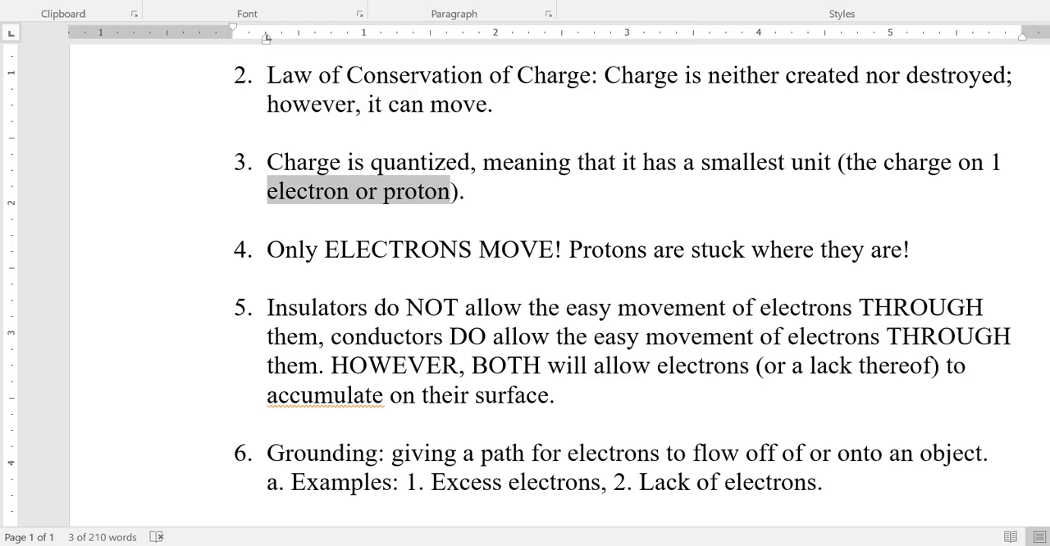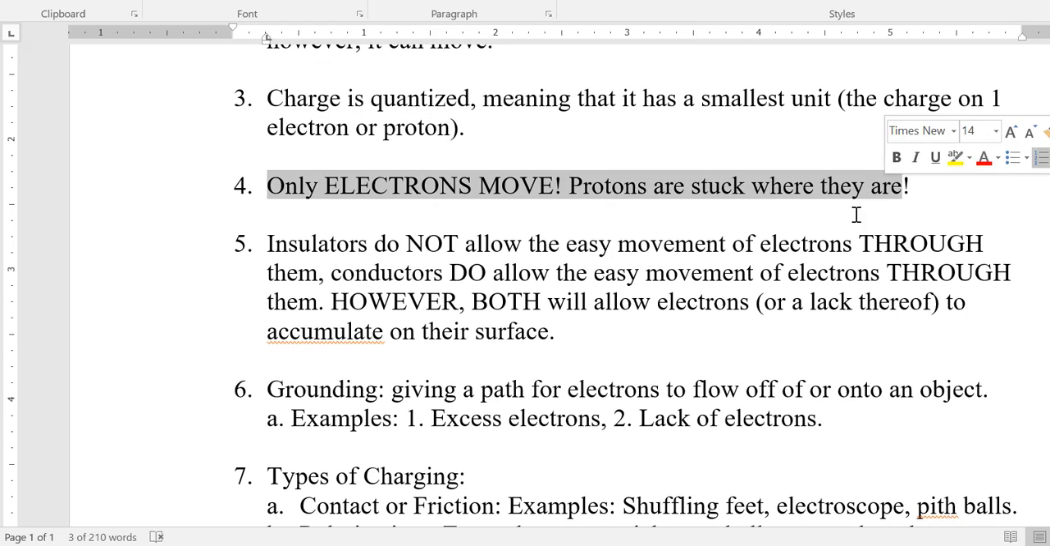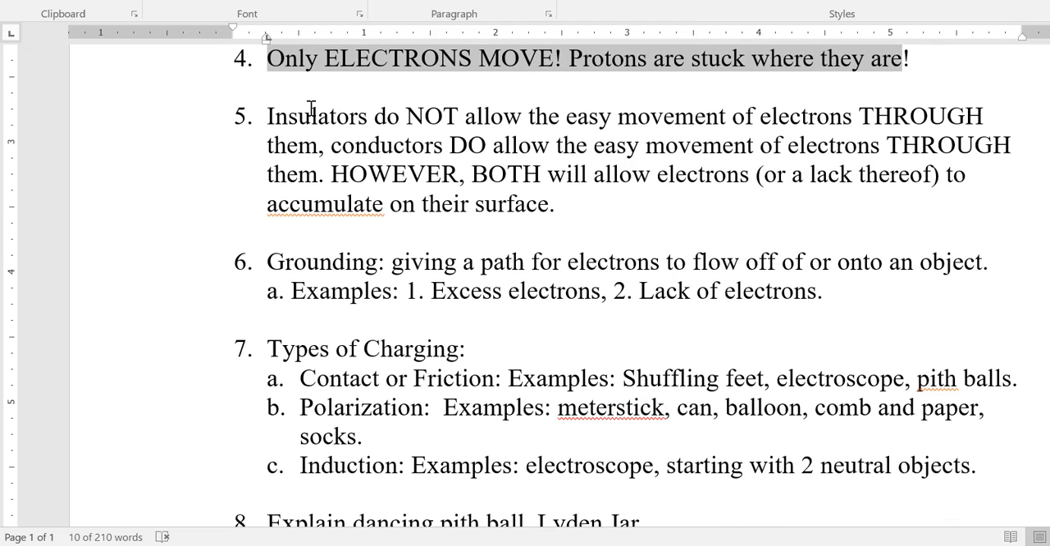Number four, only the electrons do the moving, because for an atom, the protons and the neutrons are in the nucleus, so they can't move around readily. The electrons spin around the outside, and they can more readily be moved from atom to atom or molecule to molecule.